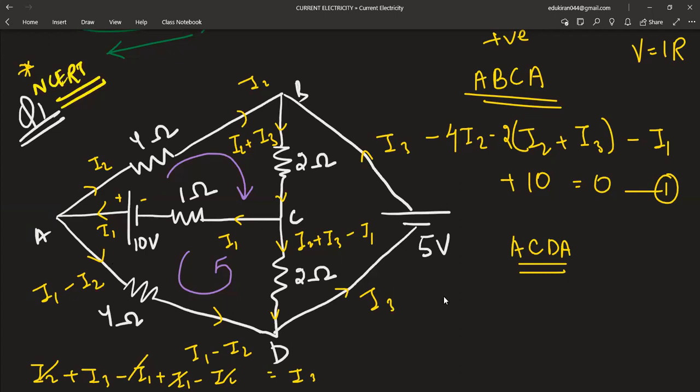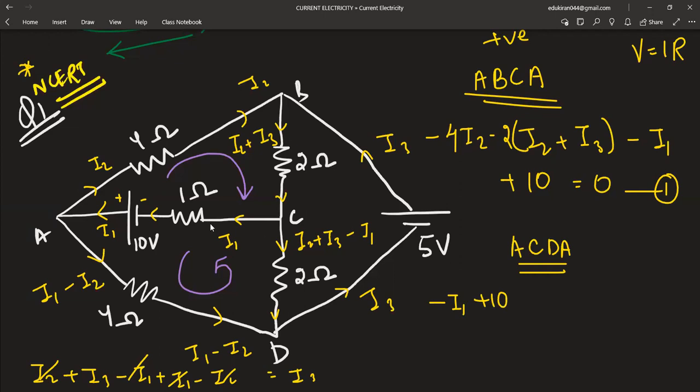So current, it will be minus I1. Here, same thing. This is the same. Current is coming from the positive going into the negative, so it will be plus 10. These two were exactly similar, because here also we were moving like this. Here also we are moving like this. So same thing.